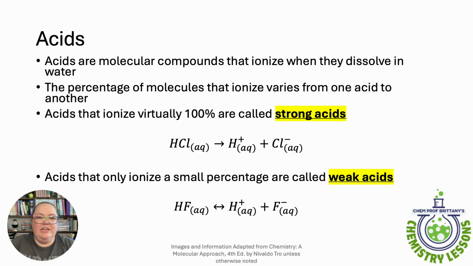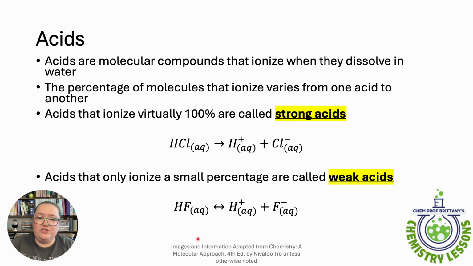So acids are molecular compounds that ionize when they dissolve in water and spit off a hydrogen ion. And the percentage of the acid molecules that do this varies from one acid to another. Acids that ionize virtually 100% of the time are called strong acids. They are classified as strong electrolytes. If you need to be reminded what that means, go up into the cards and watch the video on solutions so that you can review that.